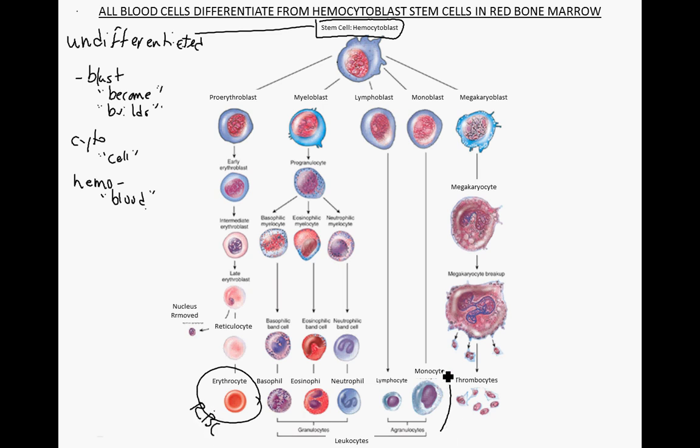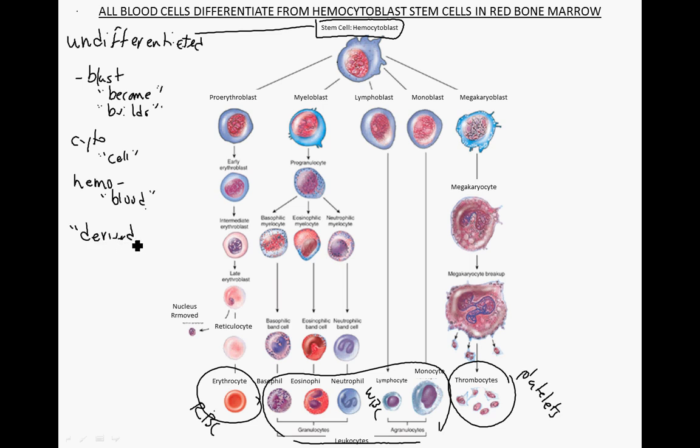Here are the leukocytes, right? Or the white blood cells, of which there are 5 different flavors. So these are the white blood cells here. And then you have the thrombocytes, or the platelets, down here. So erythrocytes, leukocytes, and thrombocytes are all derived from a hemocytoblast cell. We could also say the other direction, that the hemocytoblast gives rise to the erythrocytes, hemocytoblast gives rise to leukocytes, hemocytoblast gives rise to thrombocytes.